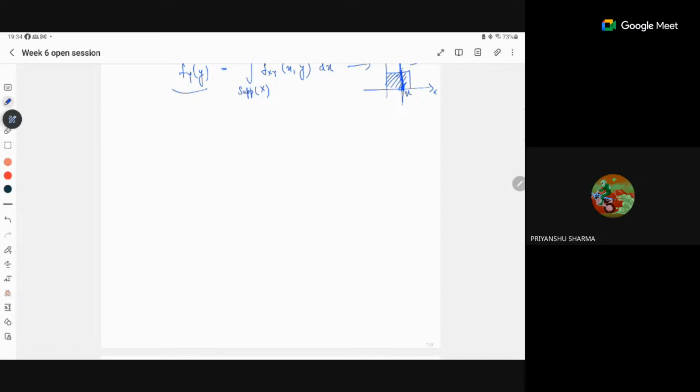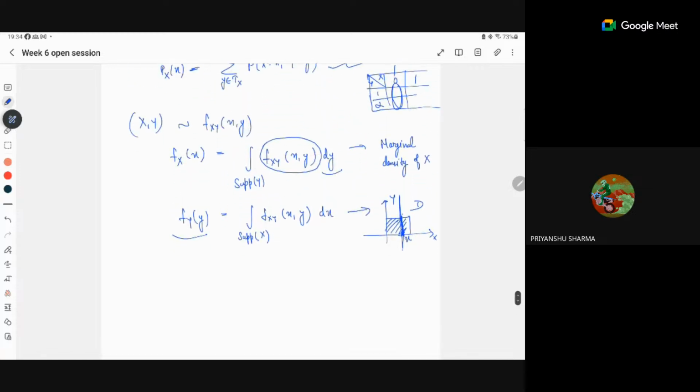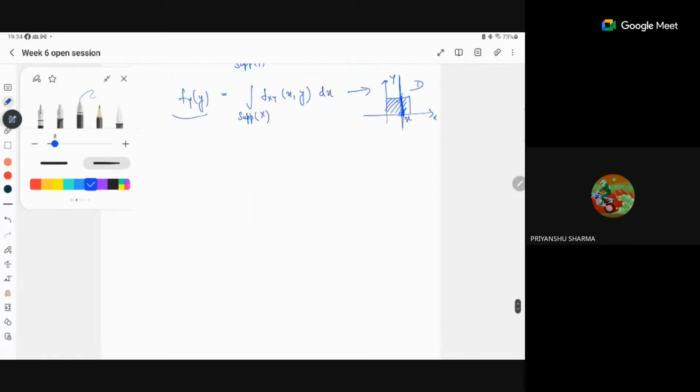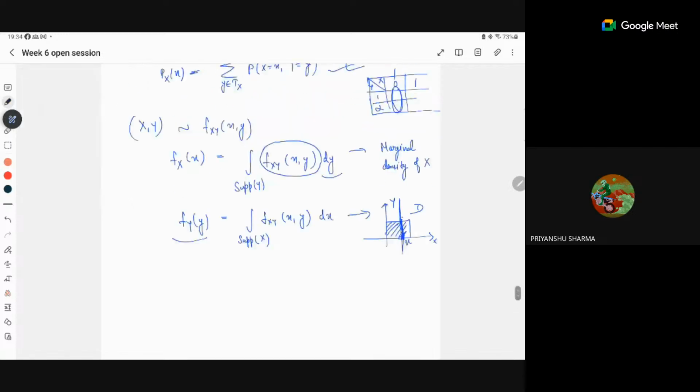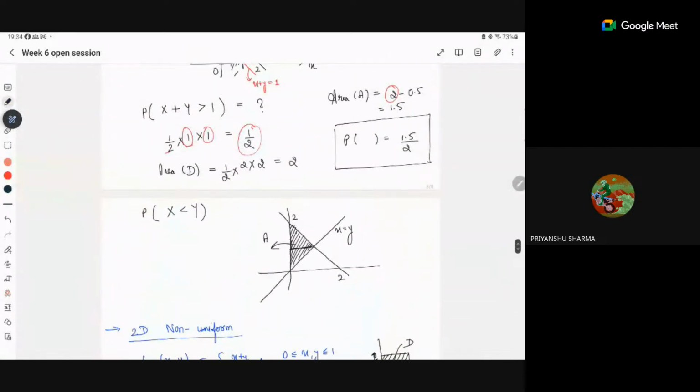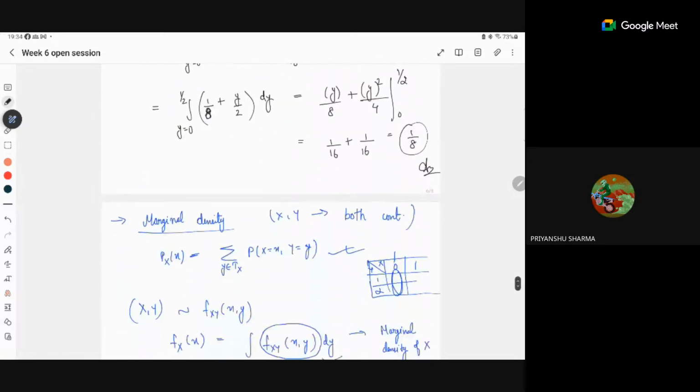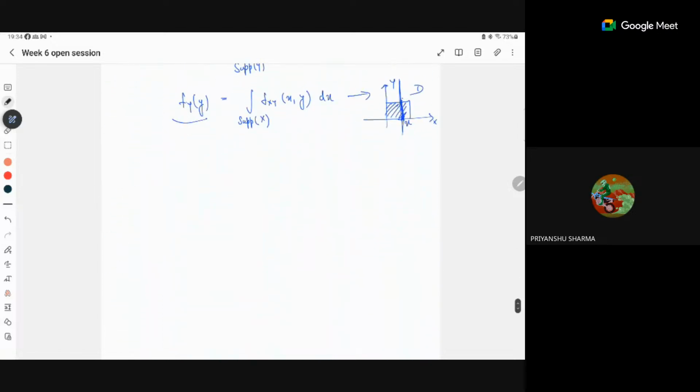So in the lectures, there are plenty of problems. I would request you to go and try to do them yourself. Okay, so let's look at a few problems. First, we'll do the uniform case. The first problem we'll take is the uniform case, and the second problem we'll do for the non-uniform case.